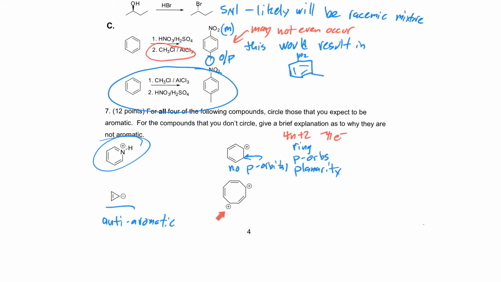And here we have a cyclooctane ring with 3 pi bonds and 2 cations in it. And if we assume it's planar, there are p orbitals all around it, and there are 4n plus 2 pi electrons. So that one is aromatic because it satisfies all of the criteria.